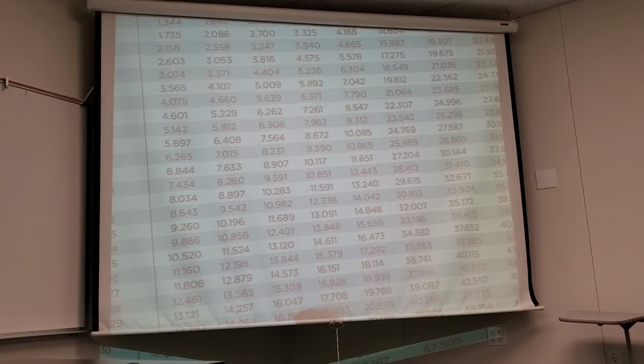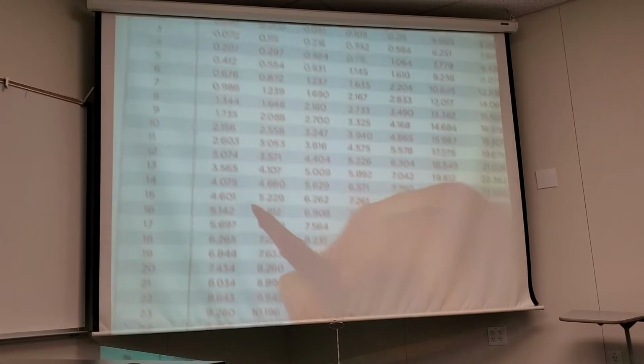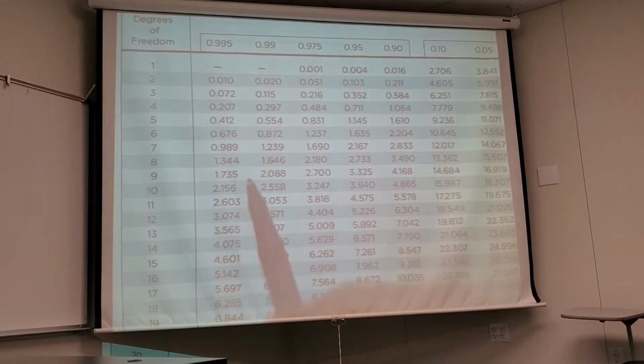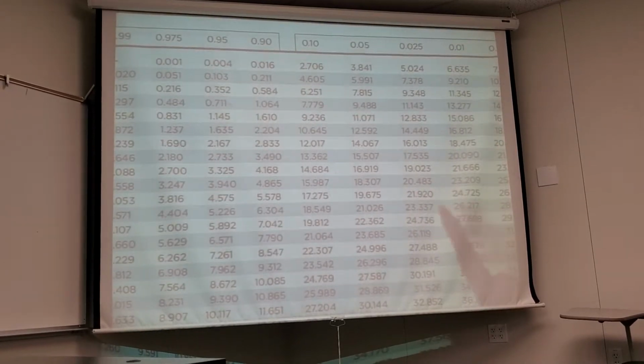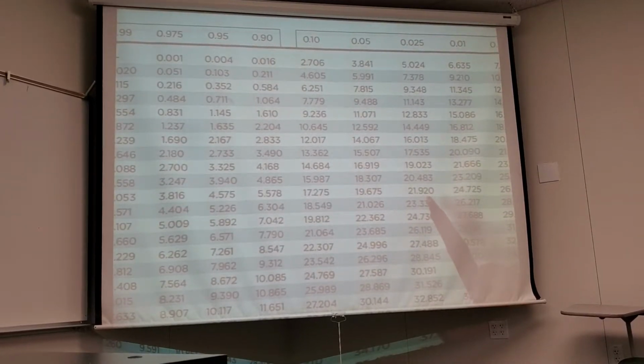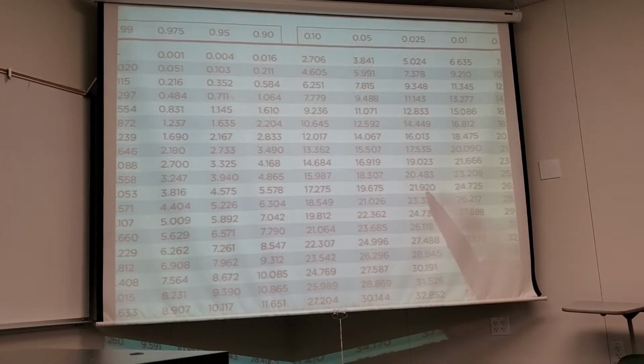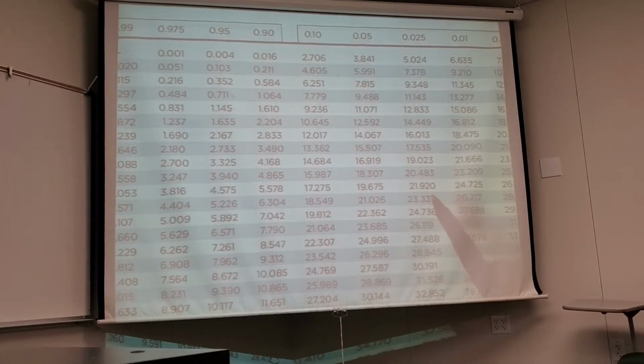Categories means degrees of freedom is 11. And then I want alpha to be 0.025. So I get 21.92. I like it. So that would be the benchmark.